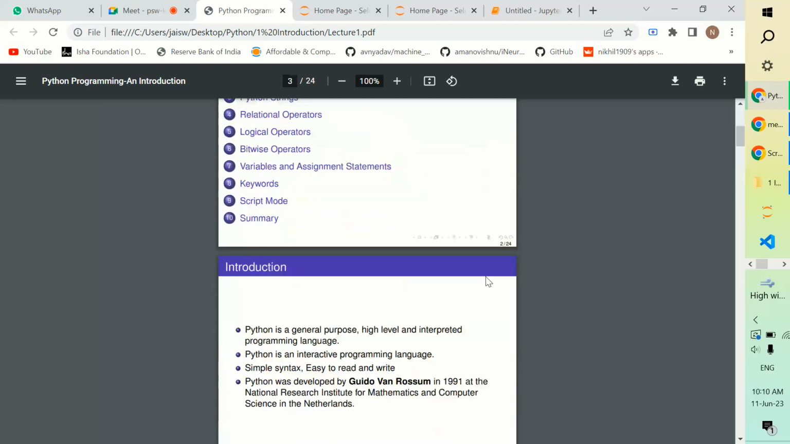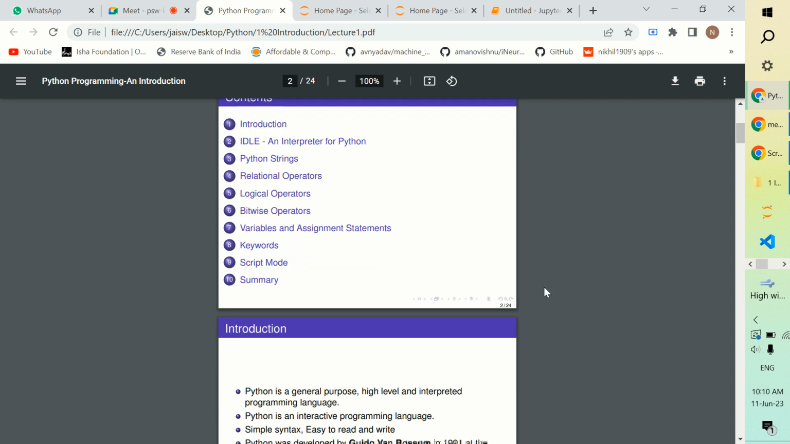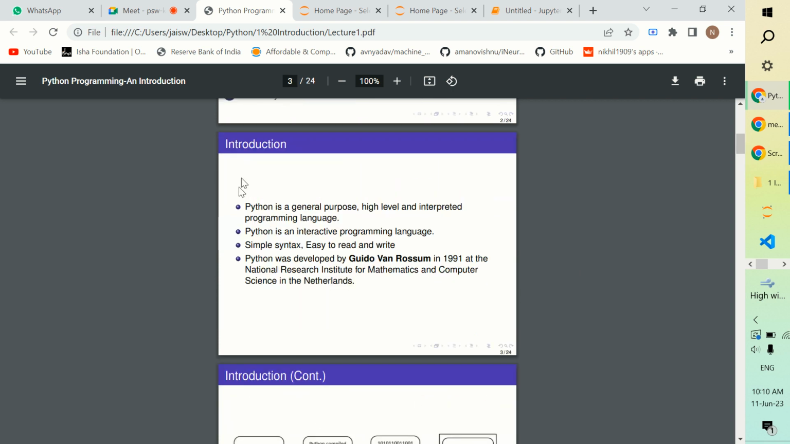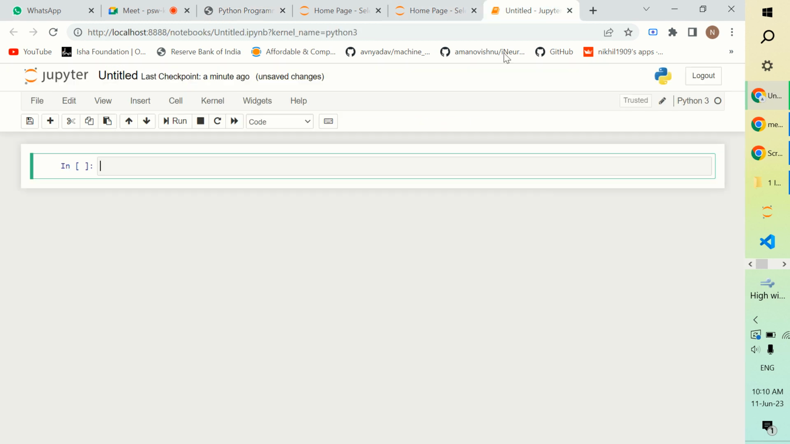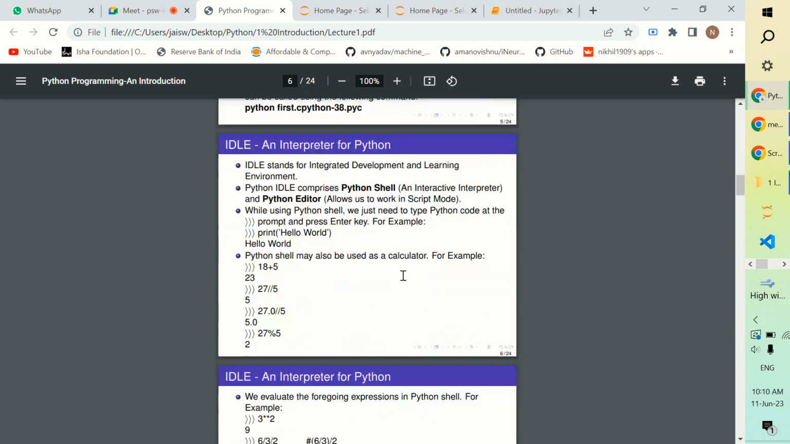So this is the PPT for the very first chapter, introduction. In this we will study Python strings, relational operators, logical operators, bitwise operators, variables and assignment statements, and a few keywords. I will share this PPT with you on the group after the class is over. Initially it talks about another IDE, which is IDLE. We will not be working in IDLE. We are working on Jupyter Notebook, so I'm not going through this. It's not required.